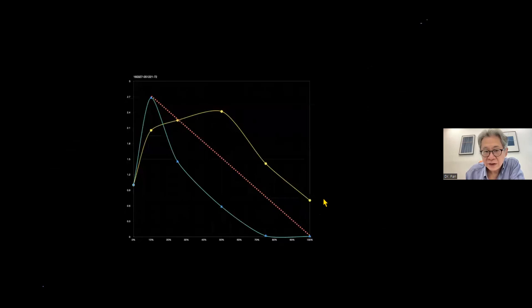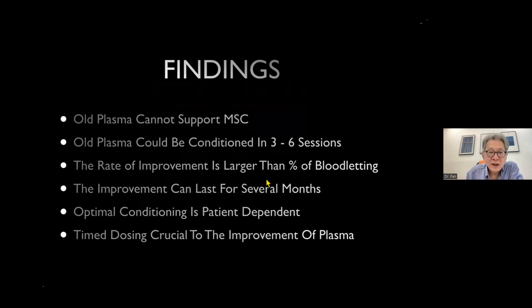So what we can conclude here is the following. One is that old blood does not support the MSC. And the conditioning takes 3 to 6 sessions. Although the plasma conditioning percentage is probably 10-15%, the increase in stem cell viability is by multiple times. The results, of course, are patient dependent, but in our experience, up to 90% of patients, after 3 to 6 treatments, you can definitely observe an increase in the stem cell viability in the patient's plasma.